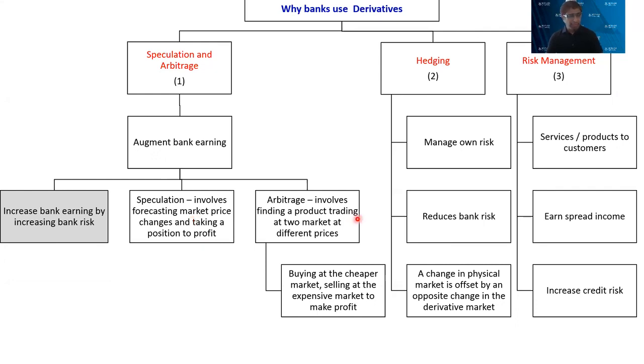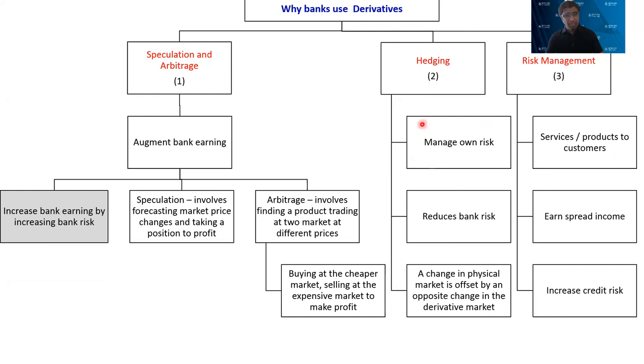And they can make arbitrage, which involves finding a product trading in 2 markets at different prices. So they buy in the cheaper market and sell in the expensive market to make a profit. This is how arbitrage works. And with speculation, they just speculate on the prices in the future, and they assume they will benefit from this speculation.